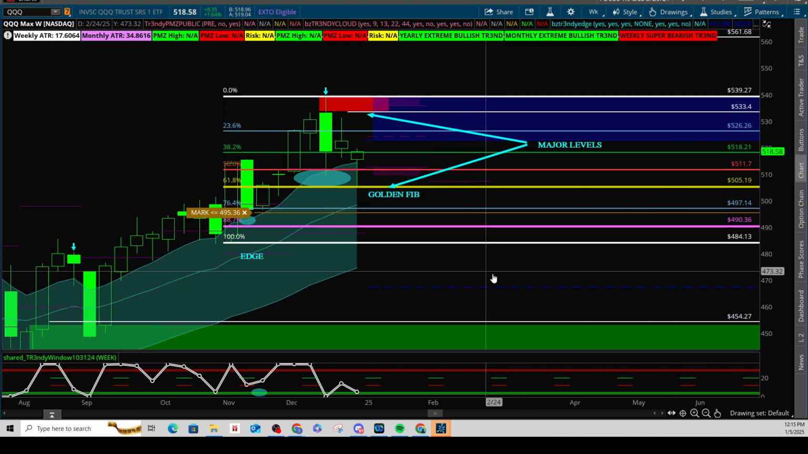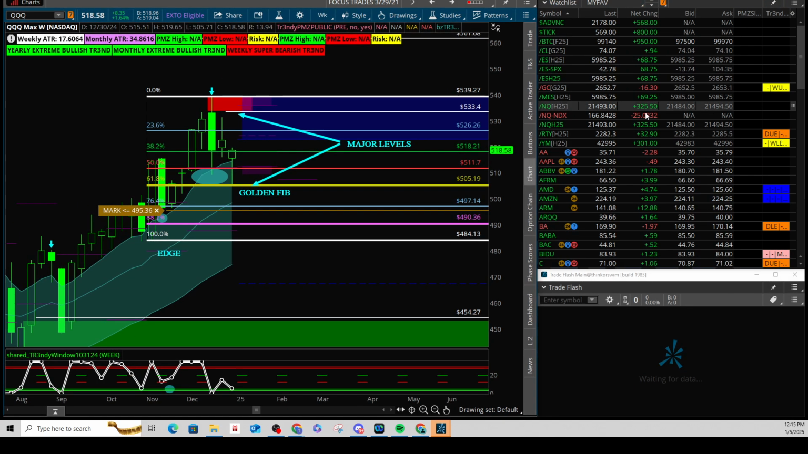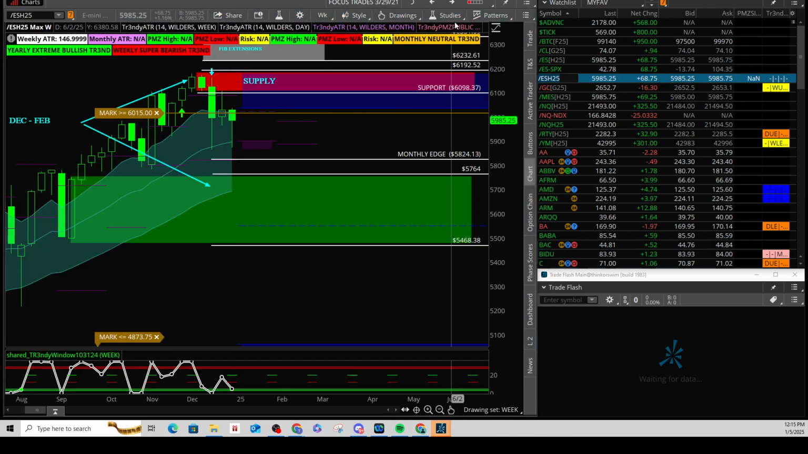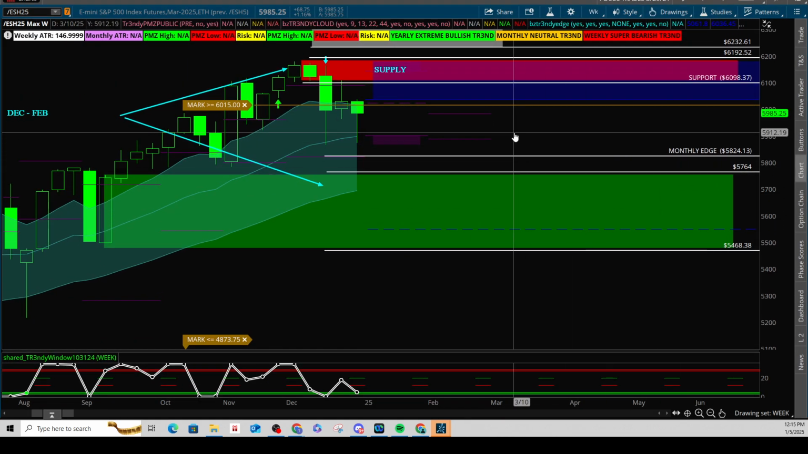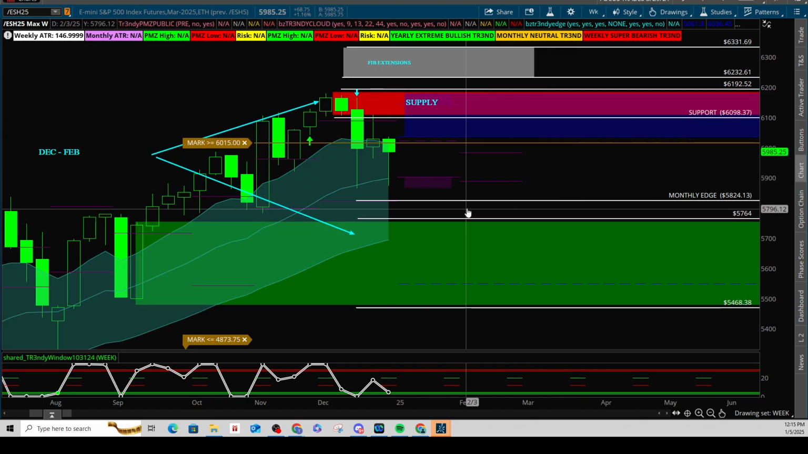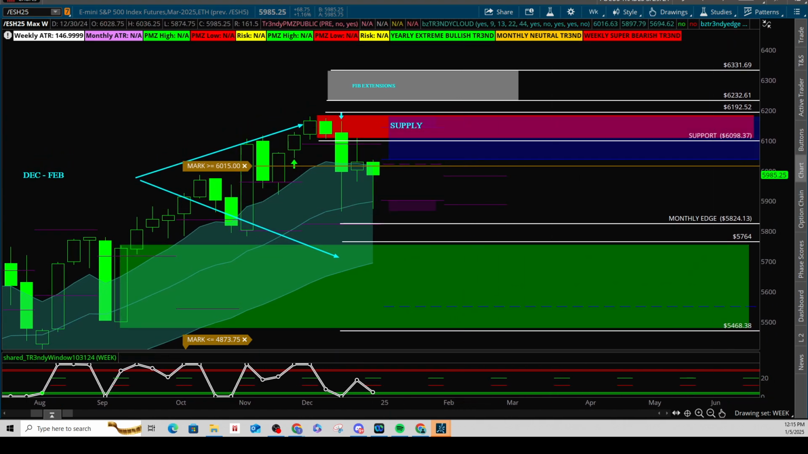Okay, so let's get started with the ES futures here. I am using the ES-H25. I understand that I can just use the straight up ES, but for right now, I just have it on the H25. Here are some notes that I want to go over as far as the weekly is concerned.